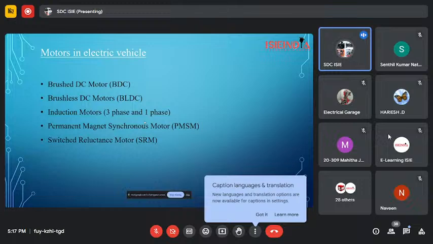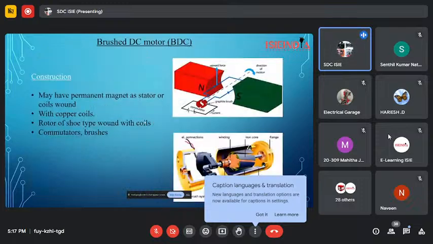Next one is the switched reluctance motor, SRM. It's also used in some electric vehicles. So first of all, we are going to see the brushed DC motor, BDC.